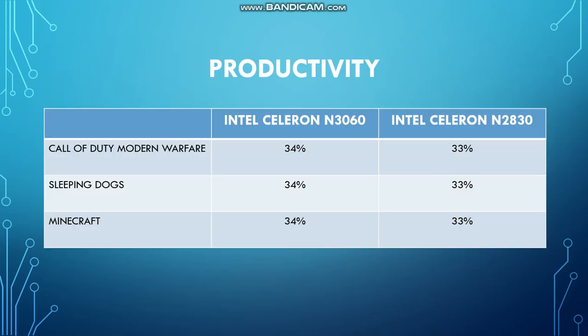So, the summary. The productivity of Call of Duty Modern Warfare is 34% in the Intel Celeron N3060 and 33% in the Intel Celeron N2830. Sleeping Dogs has 34% in the Intel Celeron N3060 and 33% in the Intel Celeron N2830. And in Minecraft, it has 34% in the Intel Celeron N3060, then 33% in the Intel Celeron N2830.